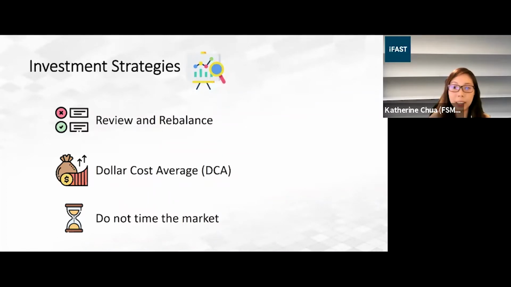The last point, of course, is one of the more popular questions that we always get from our clients here at Fund Supermart: is this a good time to invest?